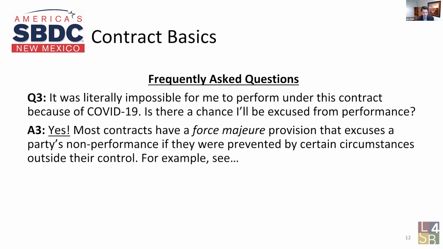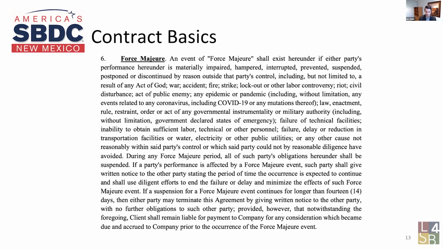Basically, if something happens that's so far beyond either party's control as to prevent performance, is the court still going to punish me for not performing? And really, it depends on what's in that force majeure clause. And I'm going to show you one that's pretty darn long.